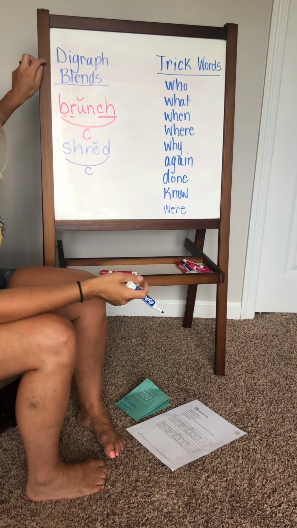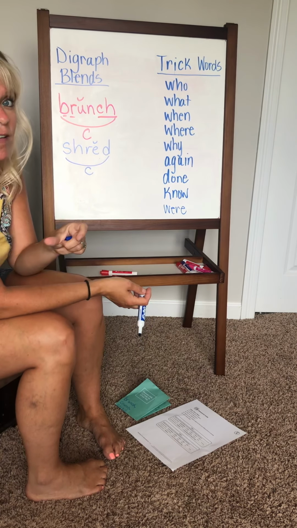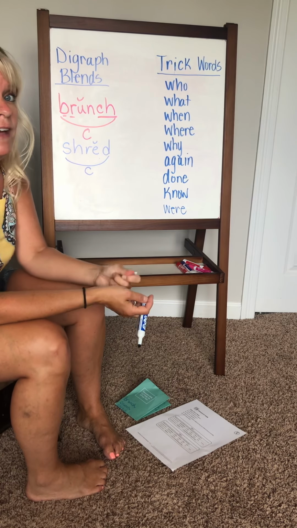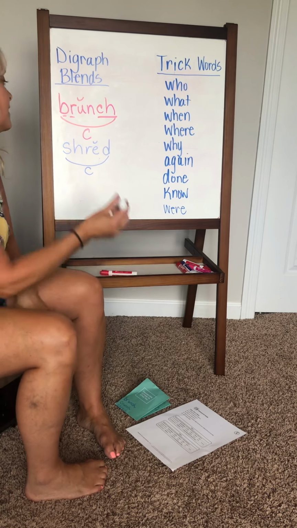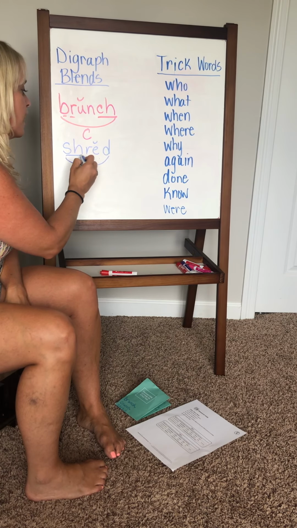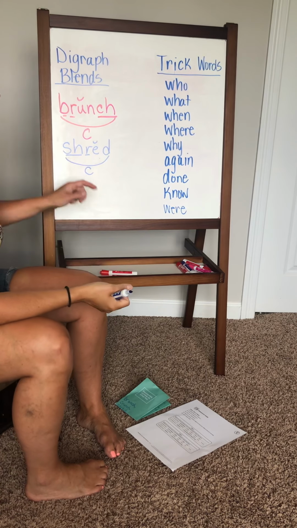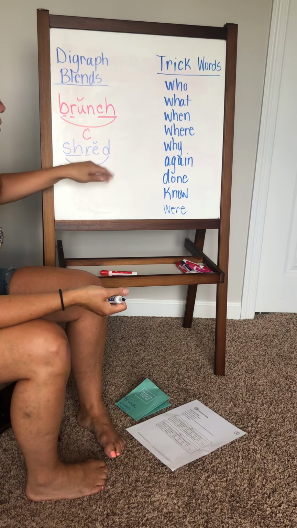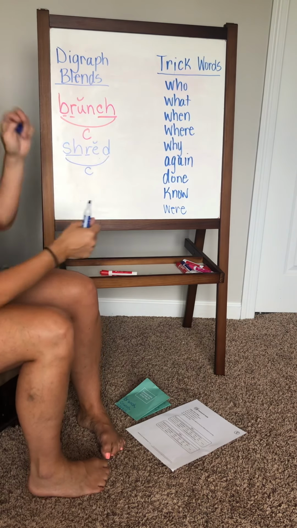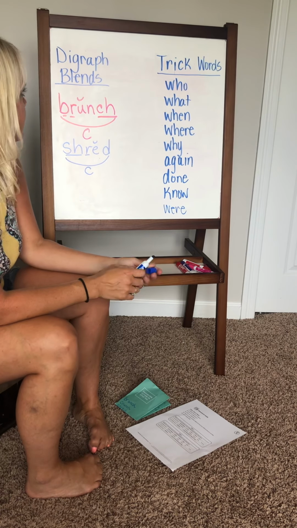Now, we're talking about digraph blends. Can you try to find the digraph and then the letter that blends with that digraph? If you guessed it, SH is your digraph and your consonant R is going to blend with that. So this says shred, like if you shred your paper. So the SH and the R is the digraph blend.